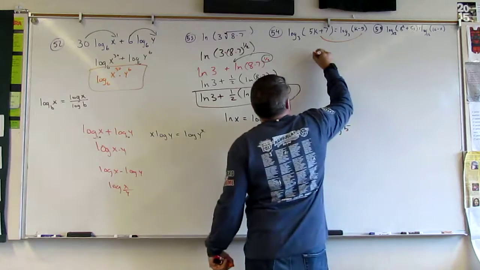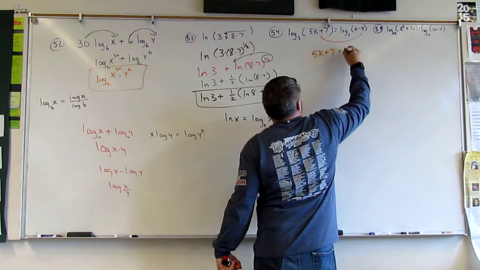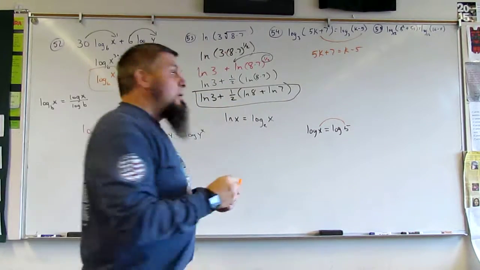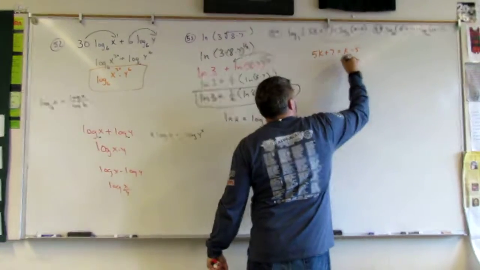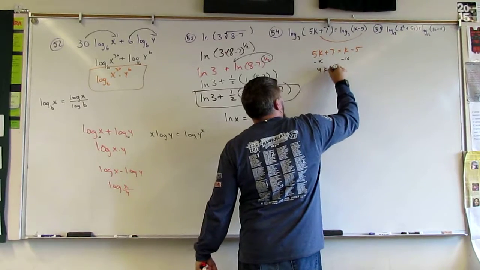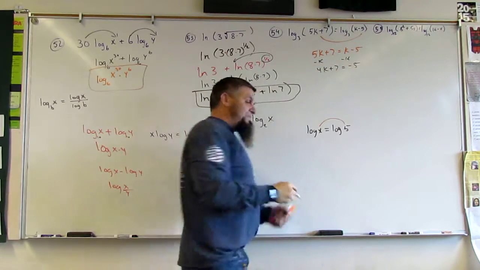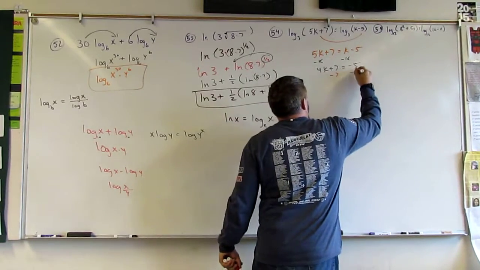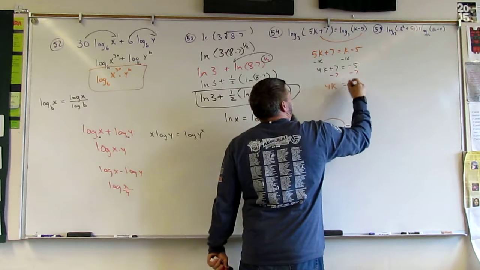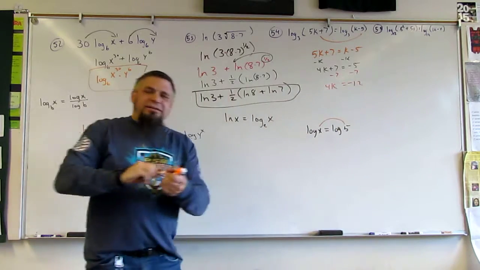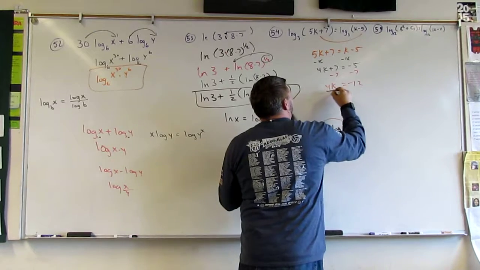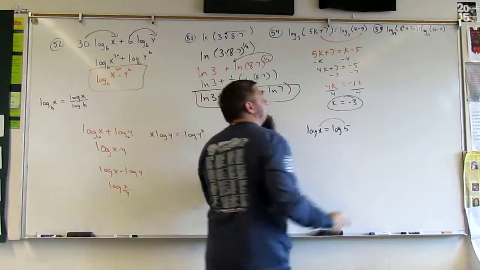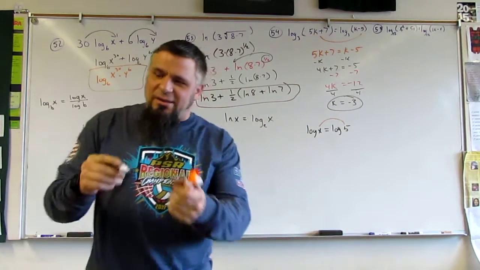So it's just 5k plus 7 equals k minus 5. And then it's just algebra. Minus k, 4k plus 7 equals -5. Equals -12, and then I divide by -4, or divide by 4, and I get k is equal to -3. We're going to do this last one real quick.